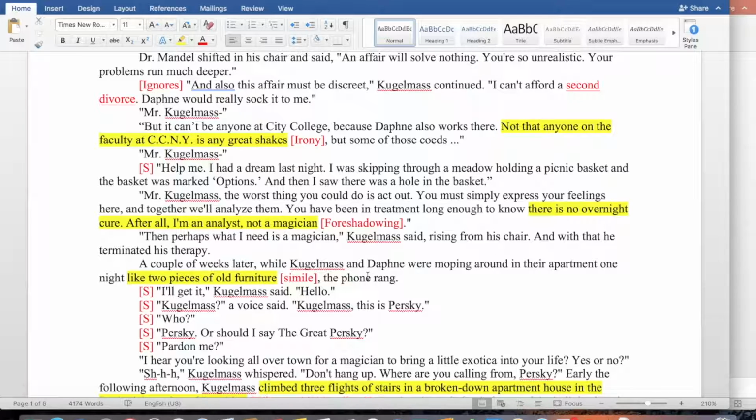And also, this affair must be discreet, Kugelmass continued. I can't afford a second divorce. Daphne would really sock it to me.